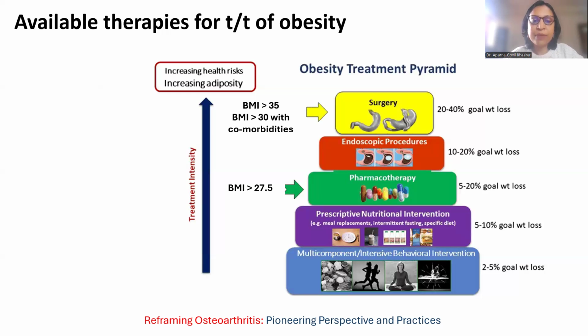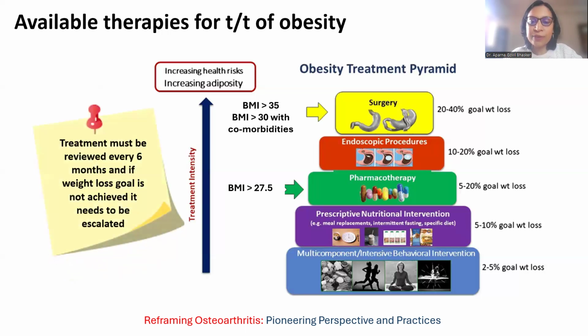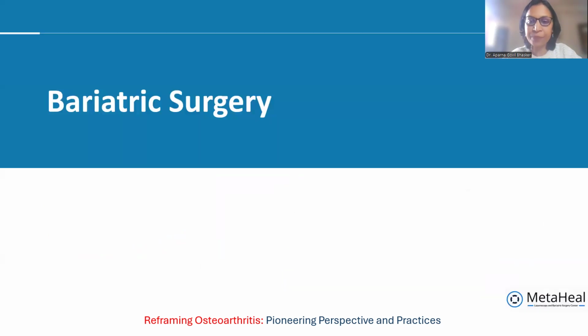What is important to remember is that the treatment intensity should increase with increasing body mass index, with increasing health risk, and increasing adiposity. If a treatment is not working for at least 6 months, we need to review and we need to escalate therapy. There is no point in telling a patient to persist with a particular therapy, even if it is not working. Because if something is not working and we do not escalate therapy, then the patient will experience complications of the disease, which in this case is obesity.